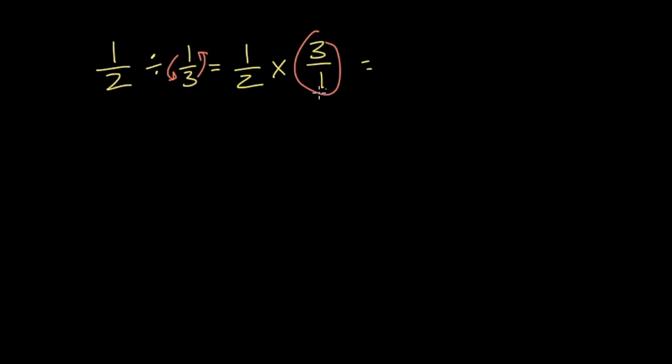And now for the process of multiplication, I simply multiply the numerators, and I multiply the denominators. 1 times 3 is 3, and 2 times 1 is 2. And here, if I wanted to simplify it, I'd get 1.5.